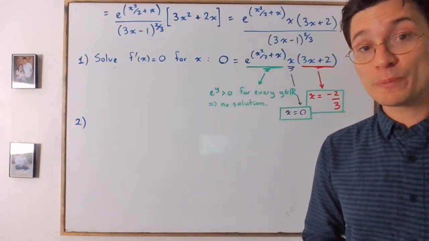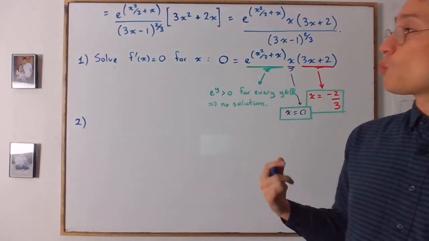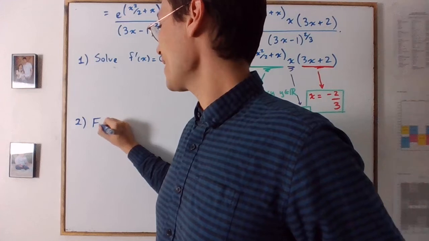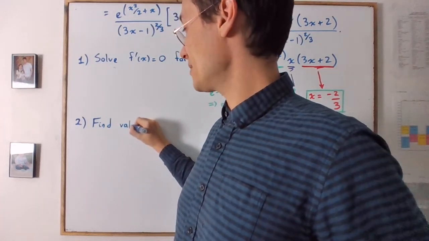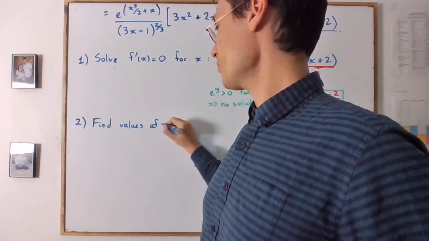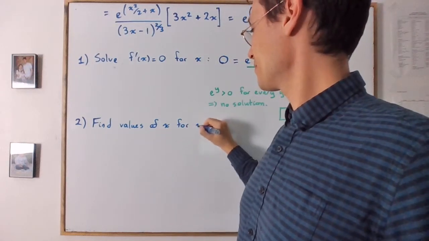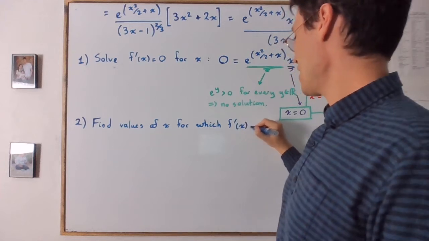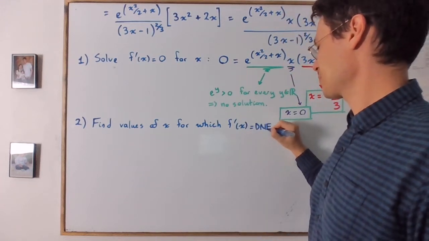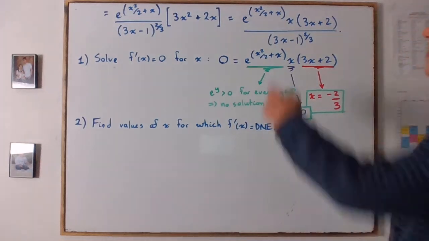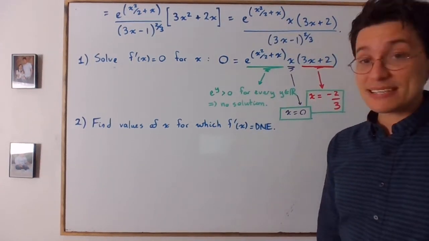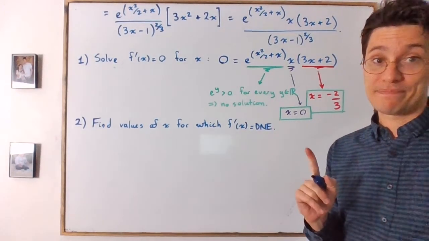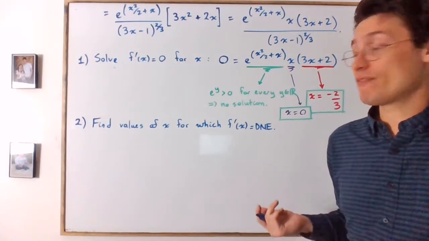For number 2, you want to figure out where the derivative does not exist. So find values of x for which f prime of x does not exist. So this is a formula for f prime of x, and it is valid for every value of x except one of them. And that's basically the value that we're looking for.